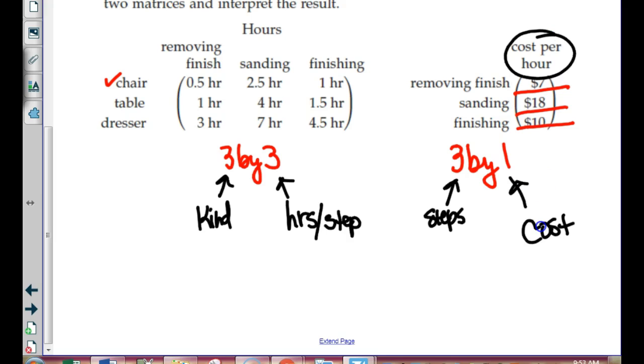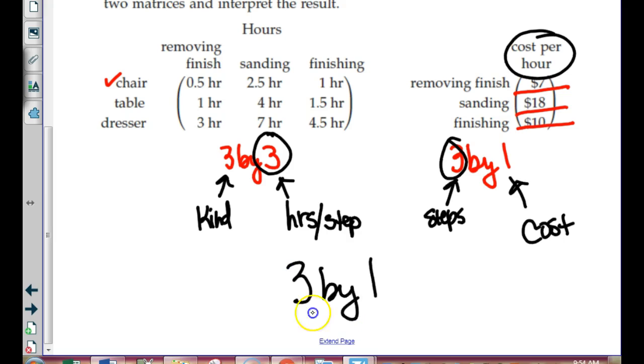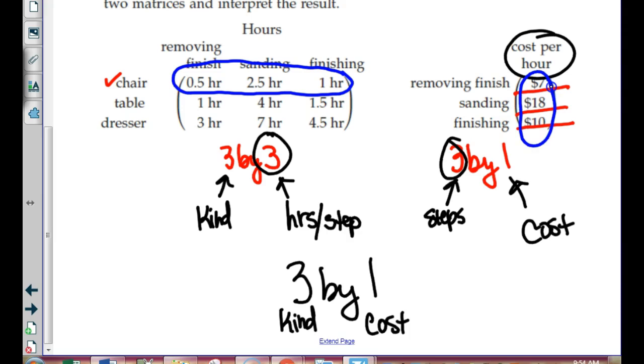Cost. If we multiply these together, because we can, they have this number the same, we will get a 3 by 1. What will the 2 labels be on that 3 by 1? Can you tell? The kind by the cost. So if we take half an hour of finishing, look what's going to happen. We're going to multiply this row by this column. This should make a little bit of sense to you.